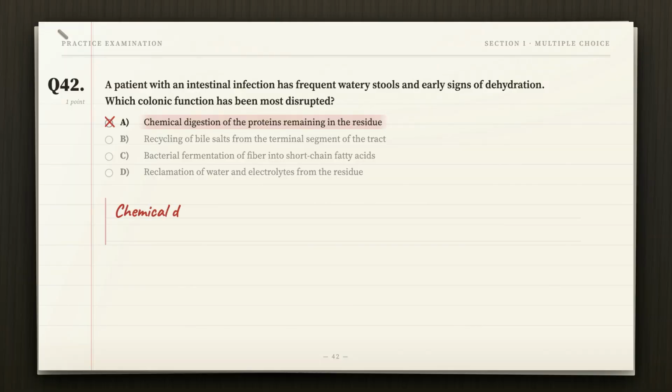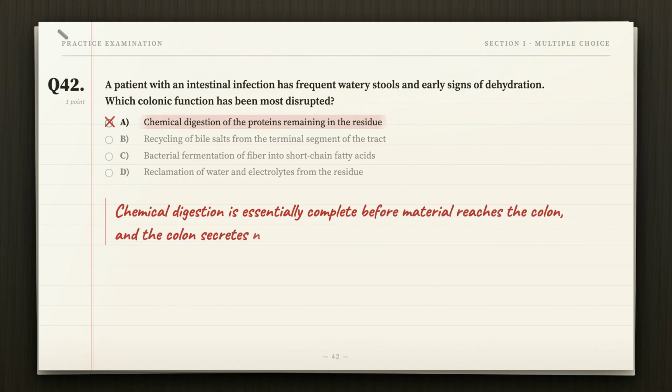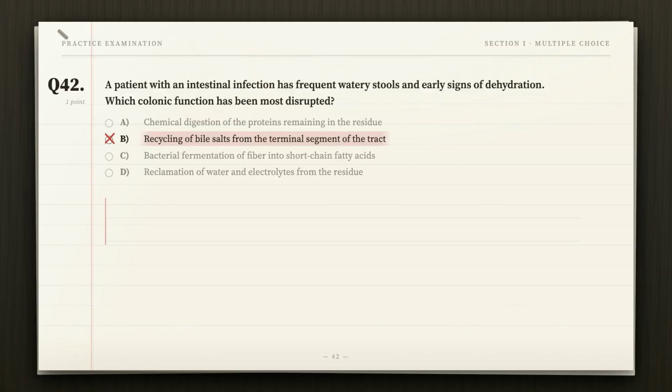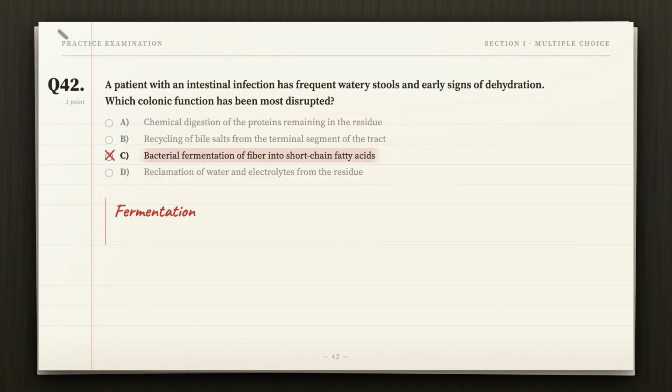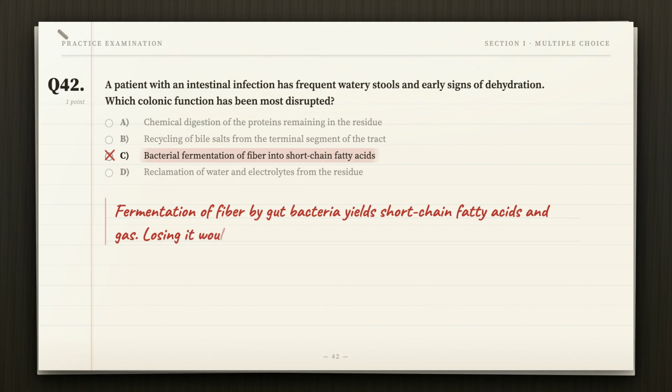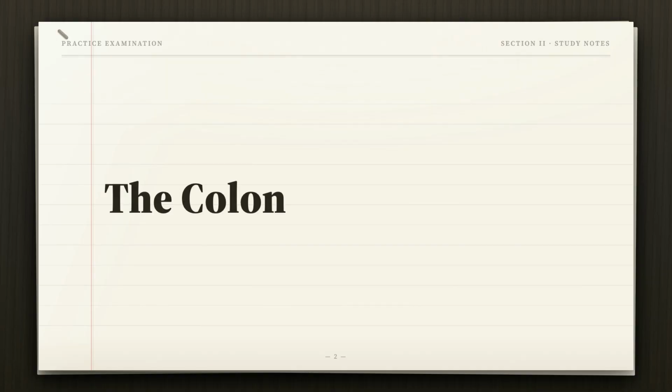A is wrong because chemical digestion is essentially complete before material reaches the colon, and the colon secretes no digestive enzymes. B is wrong because bile salt recycling occurs in the ileum, which is the terminal segment of the small intestine rather than part of the colon. C is wrong because fermentation of fiber by gut bacteria yields short-chain fatty acids and gas. Losing it would not by itself produce dehydrating watery diarrhea.